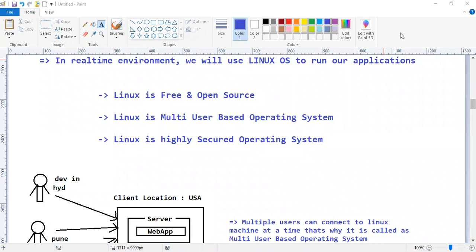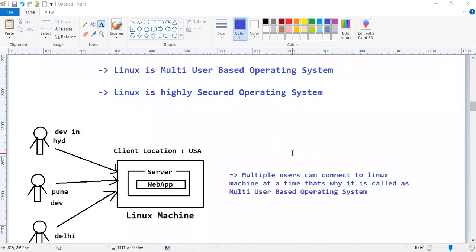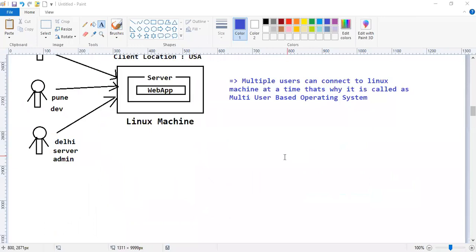It's already proven that when compared with the Windows, Linux is having tight security and a high security. When compared with the Windows operating system, Linux is having very good security features. That's why in the companies we are going to use Linux operating system for deploying or for running our applications.